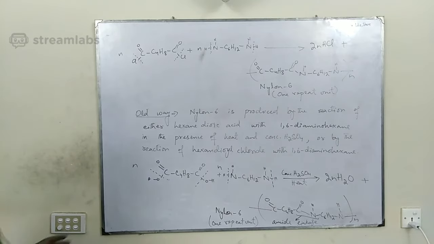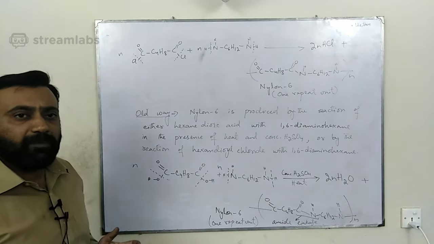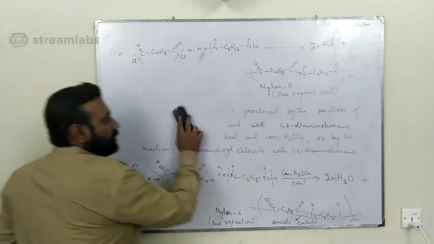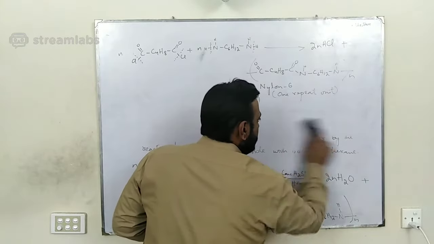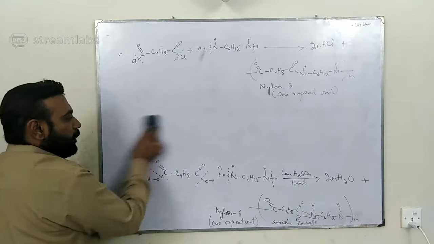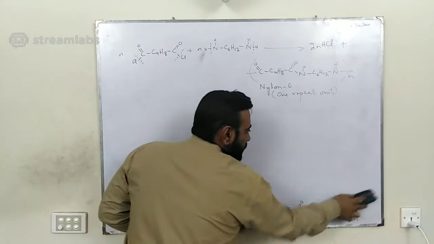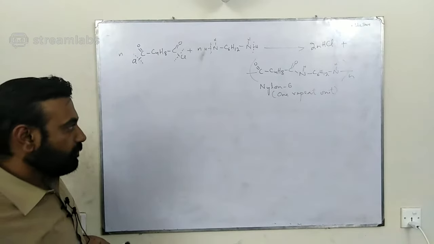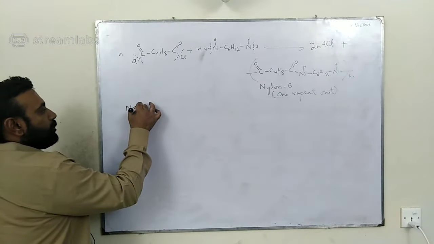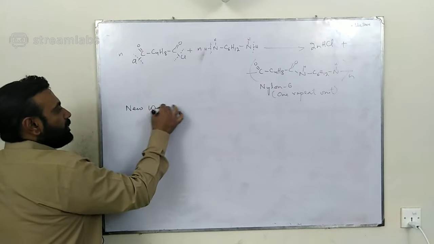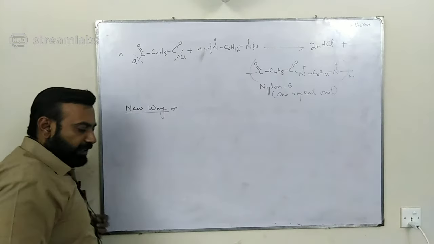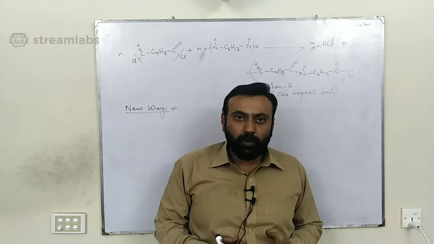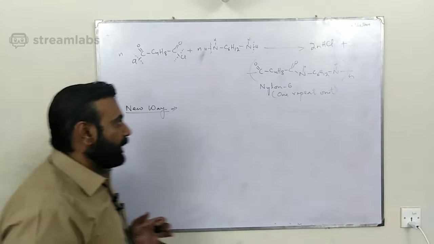Now both of these reactions are the old way of manufacturing nylon 6, but later on we discovered another way which was more effective in the manufacture of nylon 6. The new way of making nylon 6 is by using a cyclic compound, and that cyclic compound is called caprolactam.